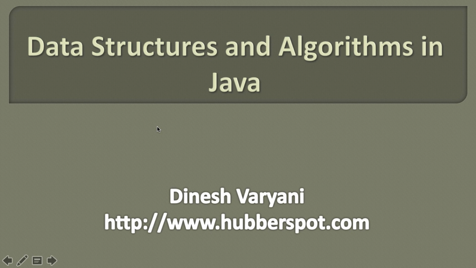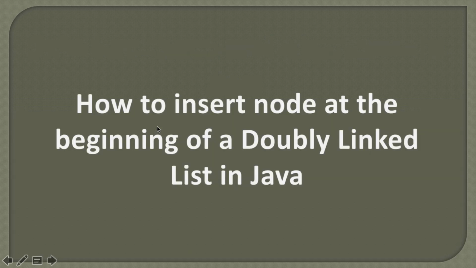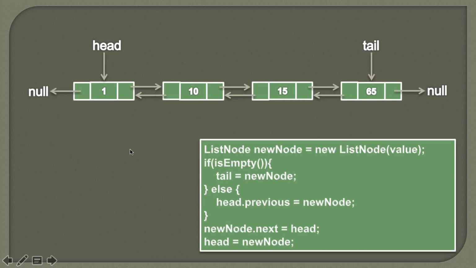Friends, in this tutorial we will discuss how to insert a node at the beginning of a doubly linked list in Java. So friends, let's suppose we are given a doubly linked list having 4 nodes, say 1, 10, 15 and 65. Here you see head points to the first node and tail points to the last node.